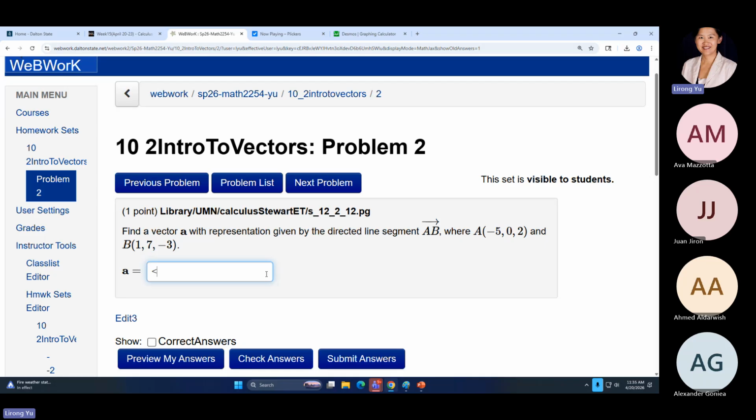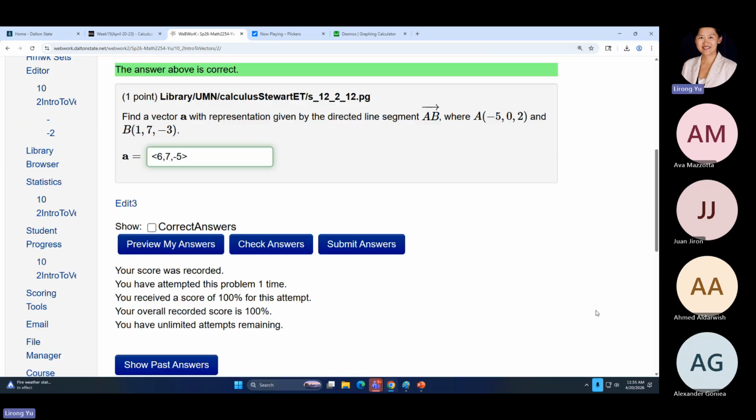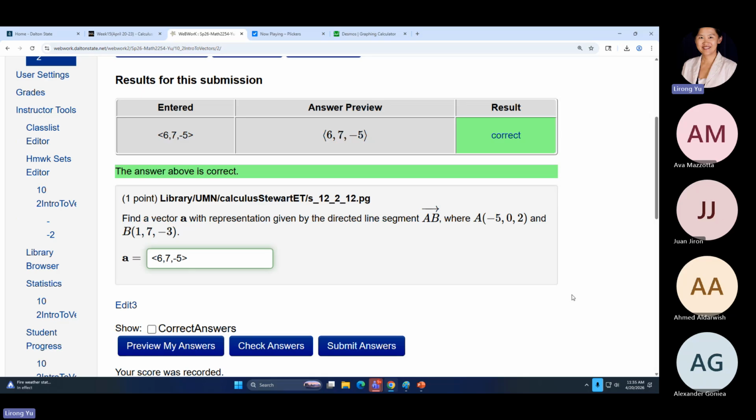So for the components, you're going to have the terminal point minus the initial point. In this case, it is 1 minus -5. 1 minus -5 would be 6. The second component is 7 minus 0, so we have 7. The last component is -3. Always take the terminal one minus the initial one. -3 minus 2, which is -5. And we end it with a pointy bracket. And that's essentially how you represent a vector on WeBWorK.